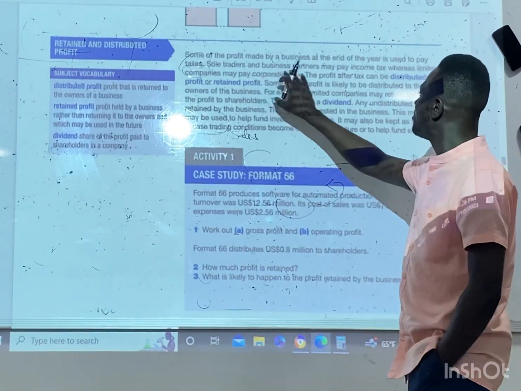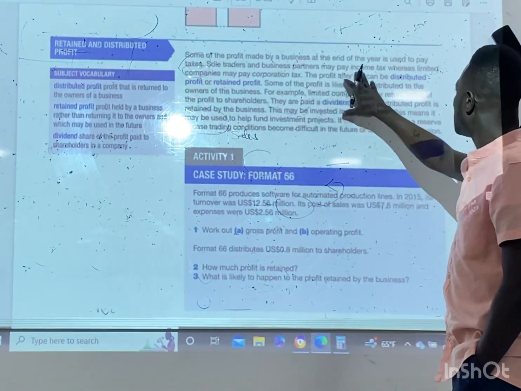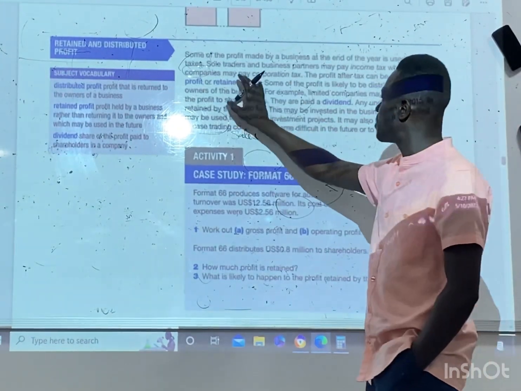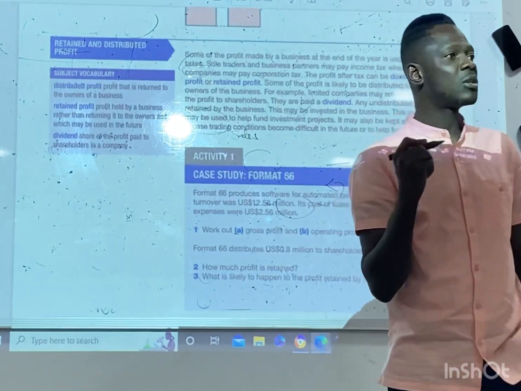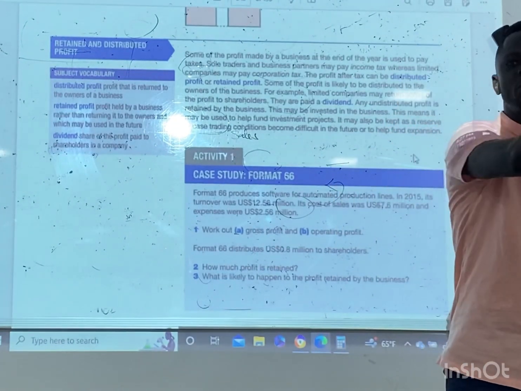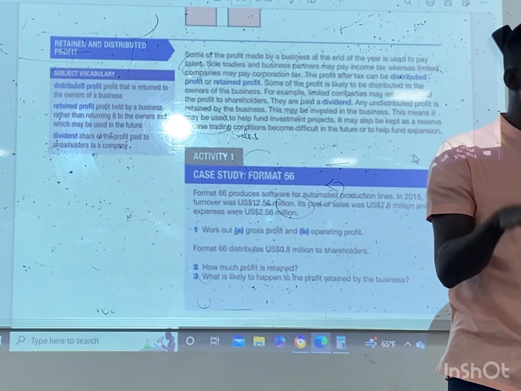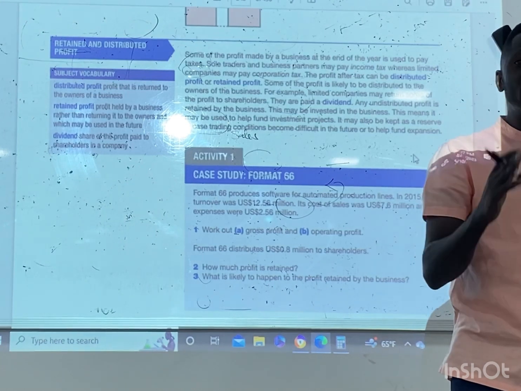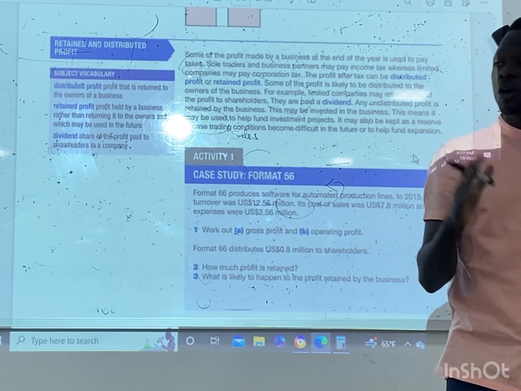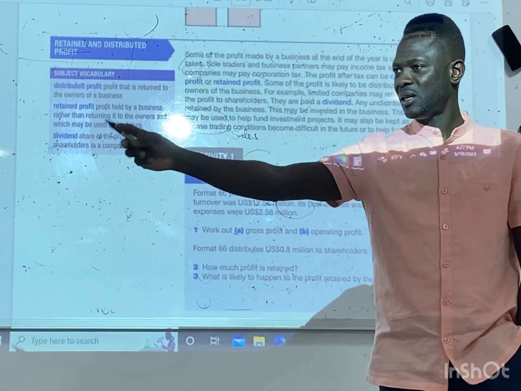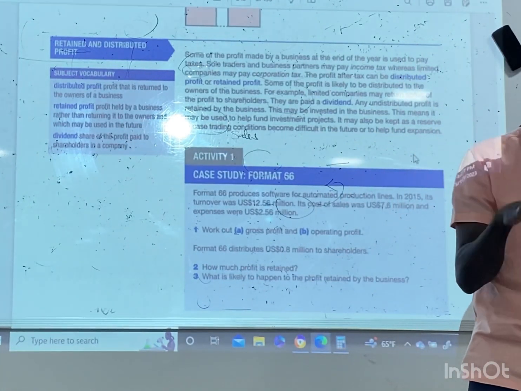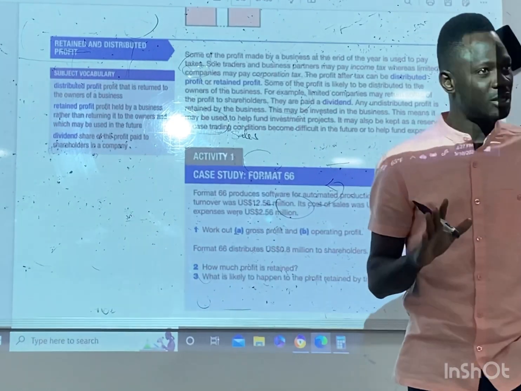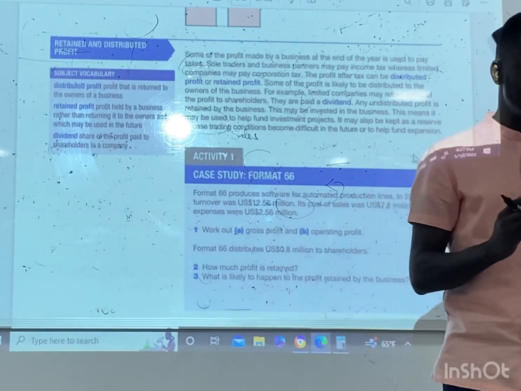It says sole traders and business partners may pay income tax, whereas limited companies may pay corporation tax. So taxes paid by a sole trader is called income tax, just like individual tax. Partnerships also pay income tax. But as soon as you become a public limited company or a private limited company, you pay corporation tax. Do you get the difference here?